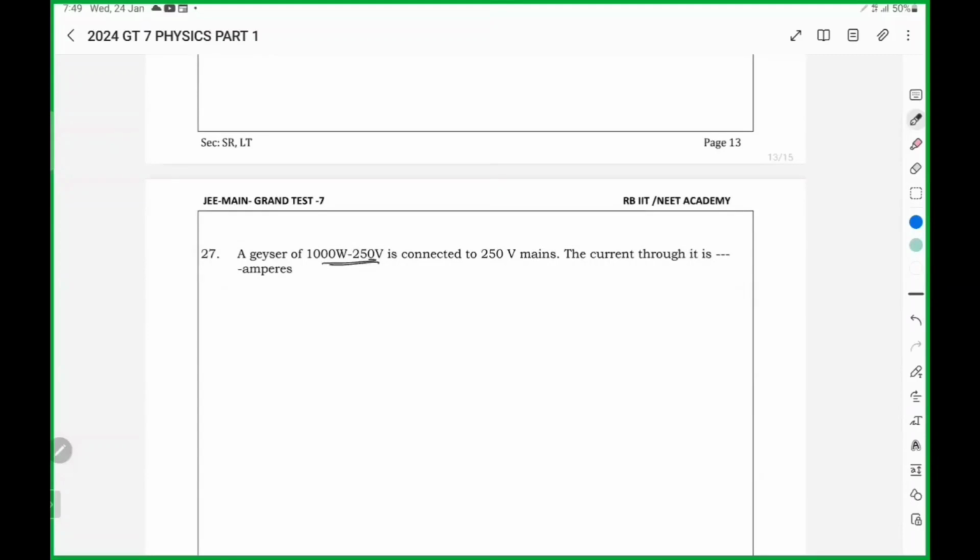Here it is a rated voltage. With the help of this, we calculate resistance by using V square by P. 250 into 250 by 1000 watts. So resistance is this much. Sorry, 250 by 1000 is... right? Correct.